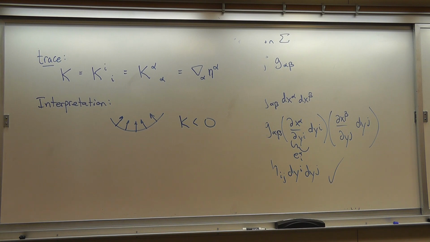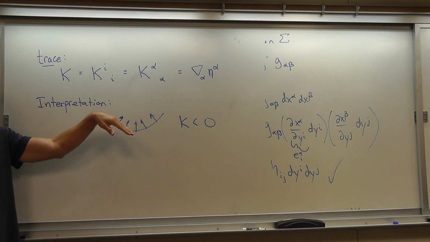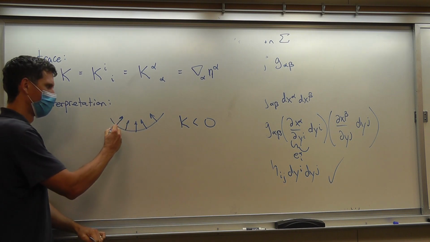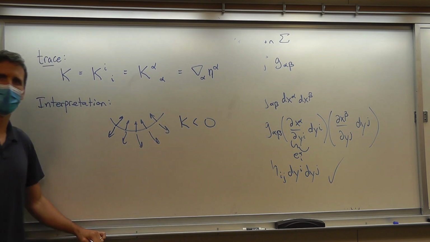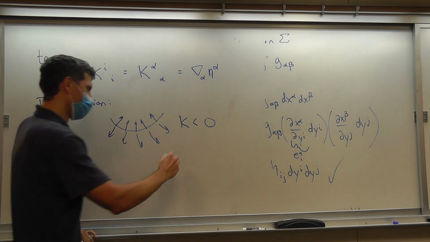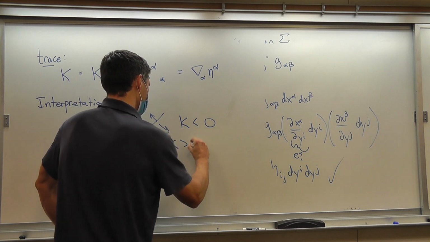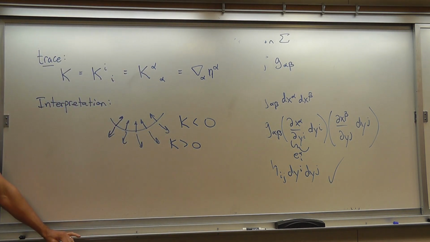The important thing to note here is that it depends on an orientation. It depends on a choice of orientation. Of course, if I had drawn my arrows going outward, then we would have concluded that k is greater than 0. So there's a choice of normal, and the orientation is important. Questions?